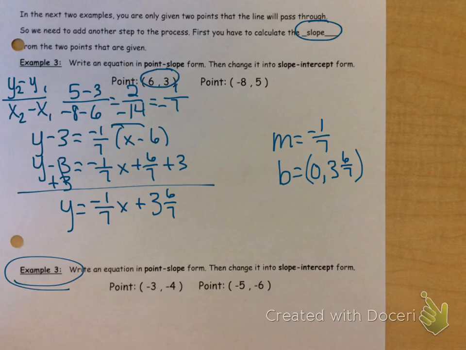I would like you to try this as example 3. It should actually be 4. And we'll go over it in class.